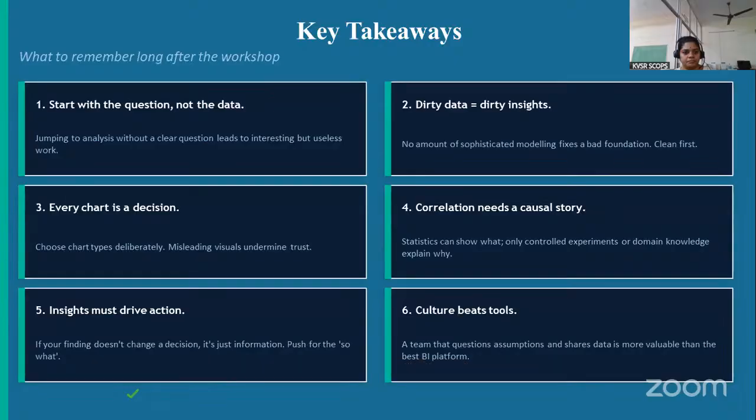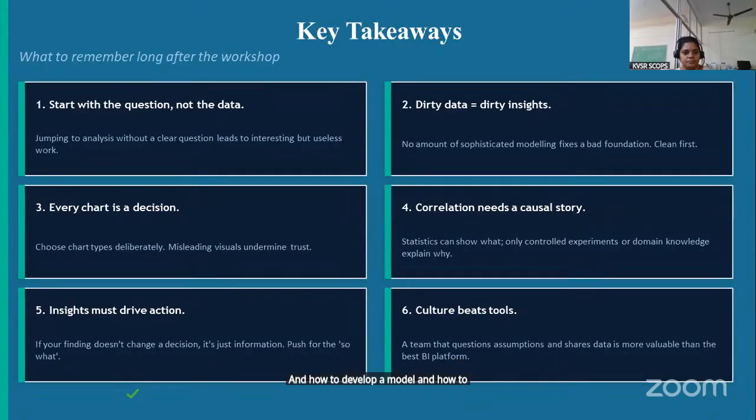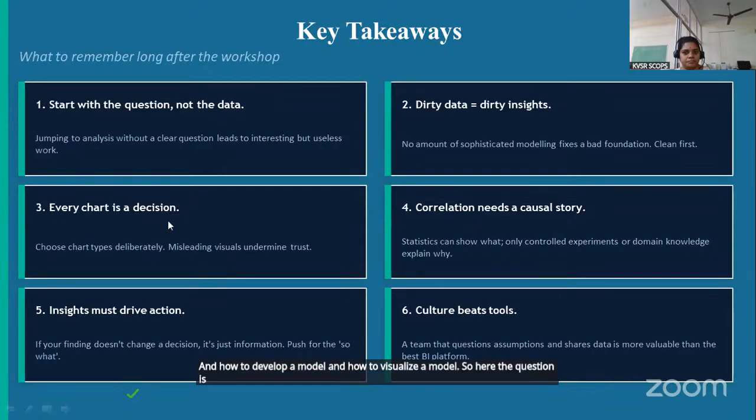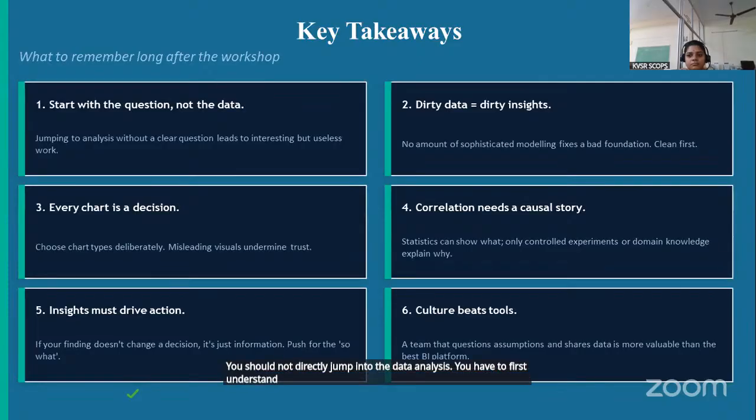So the key takeaways from this particular session is that we have seen what is data, from where you have to collect the data, how to prepare the data, how to develop a model and how to visualize a model. So here the question is, if you have data in your hand, you should not directly jump into the data analysis. You have to first understand what data I have collected, what I am going to look into that data, what are the conclusions I am going to retrieve from that data. So you should try to start with the question, not with the data.